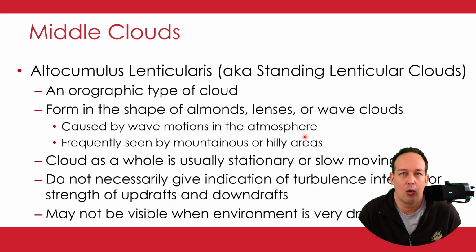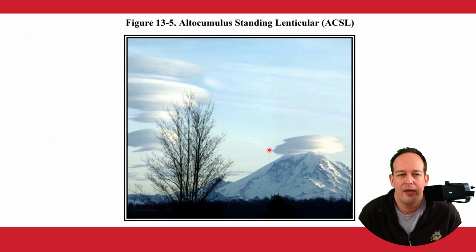And so these are an orographic type of cloud. So you have to have mountains for these standing lenticular clouds to develop, and they're caused by wave motions in the atmosphere. They're frequently seen by mountainous or hilly areas. I have seen them without mountains, but you're more likely to see them around mountains. And so here they are. You got these lenticular clouds here. You got another one here. It's called a cap cloud.